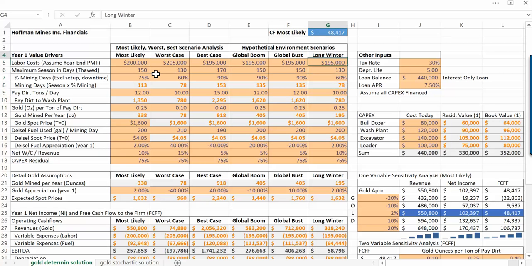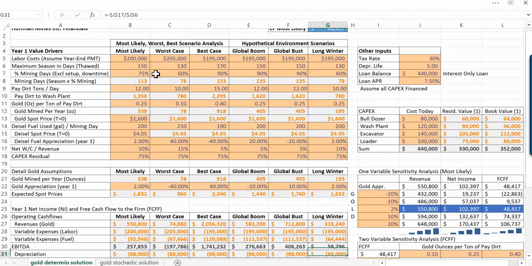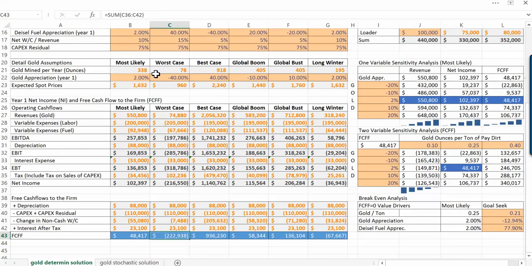And then an environmental environment where you just have a very, very long winter and there's fewer days to mine. So we specified these, and this gives us an idea of the risk of doing business in the Yukon.